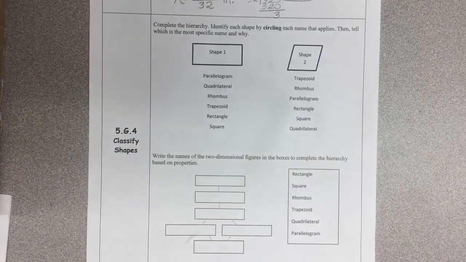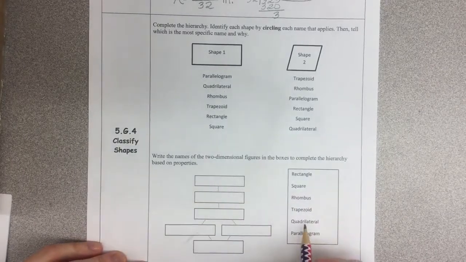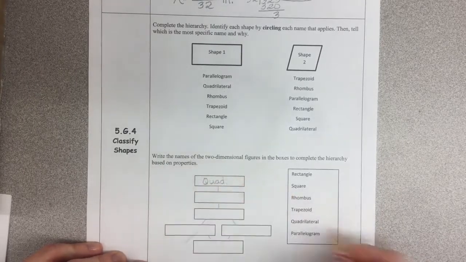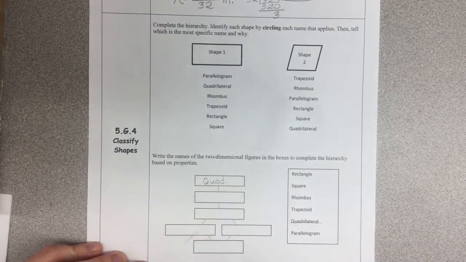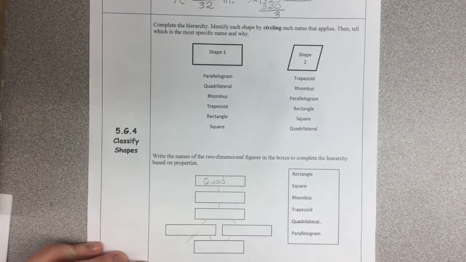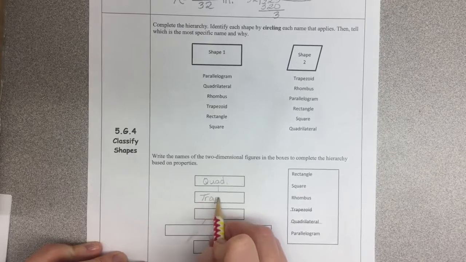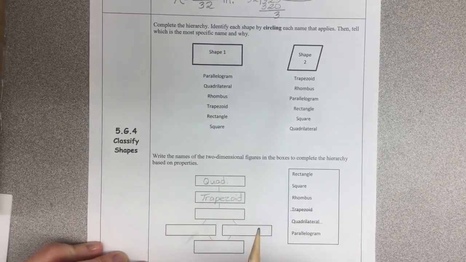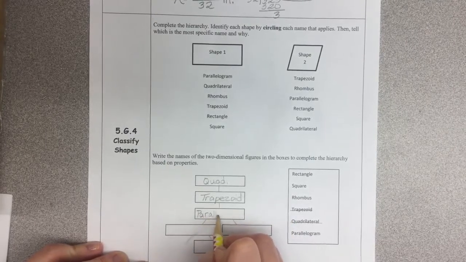All right, I'm going to complete the hierarchy here first. I'm going to go down, and I know that shapes that have 4 sides are called quadrilaterals. A quadrilateral that has one set of parallel sides, or at least one set of parallel sides, is a trapezoid. A quadrilateral that has 2 sets of parallel sides is a parallelogram.